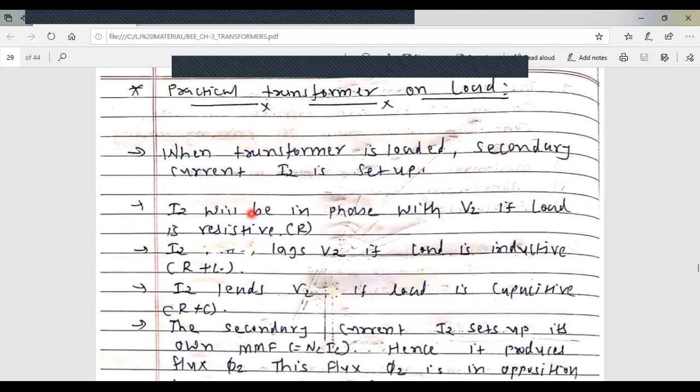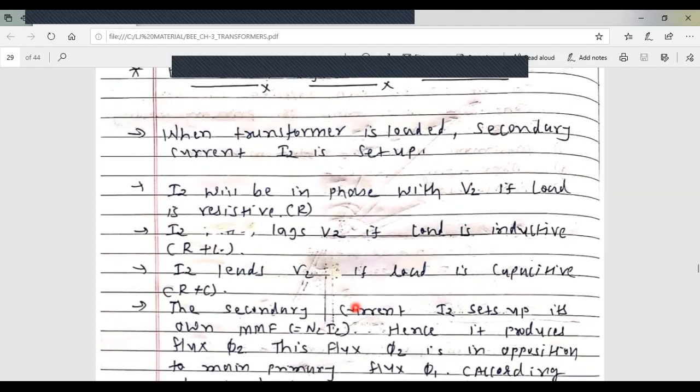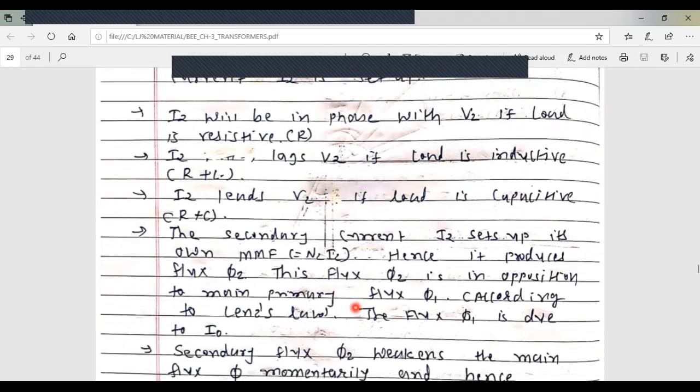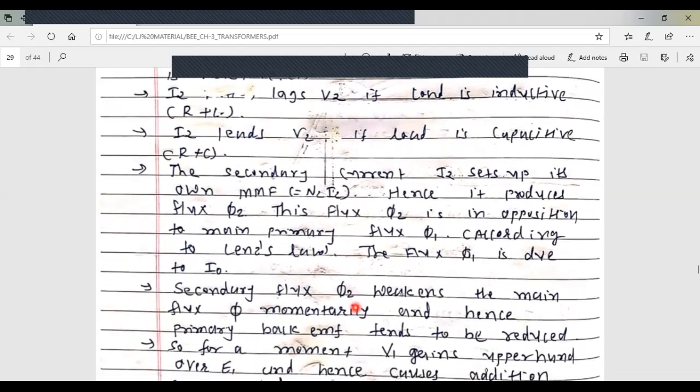Again, I revise. When resistive load is there, I2 is in phase with V2. We know that when load is inductive, then I2 lags V2. And when load is capacitive, then I2 leads V2. So keep in mind these three sentences. Now, we move ahead towards the working.